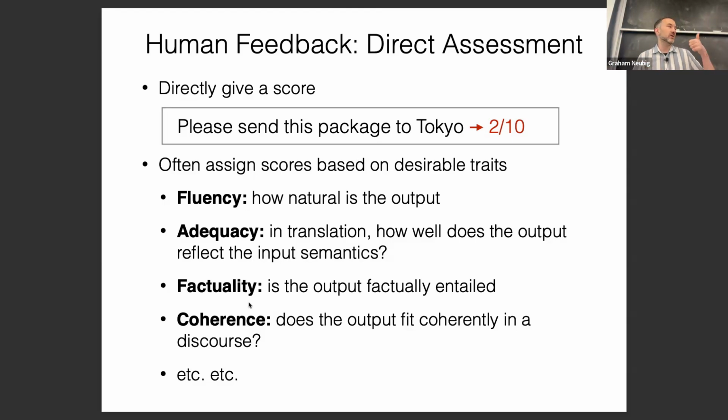So we say 5 on fluency means something completely natural, like a native speaker of the language wrote it. 4 says minor syntactic or semantic errors that are slightly unnatural but don't affect the understanding of the sentence or something like that. And then you have those for 1, 2, 3, 4, 5.